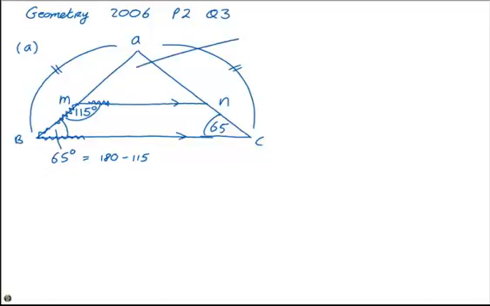Full triangle has 180 degrees. We ignore the MN, we ignore the smaller triangle, we look at the triangle ABC. So 180 minus 65 minus 65, that'll be 180 minus 130. Sorry, giving you 50 degrees. Okay. That's the first part of it done.